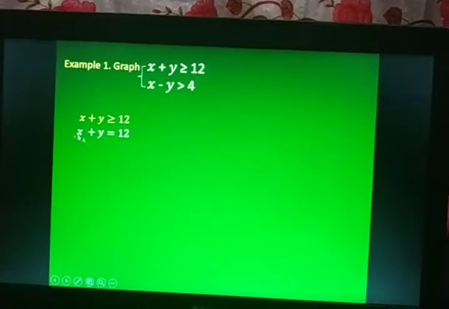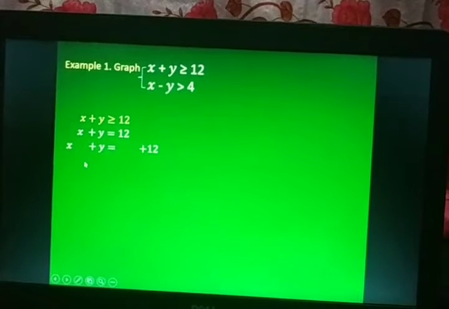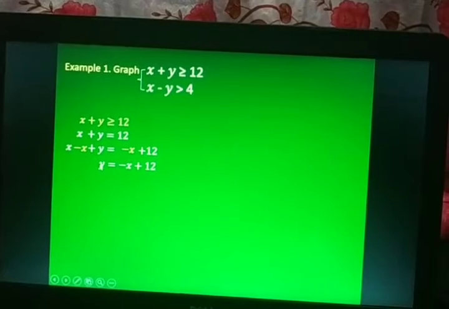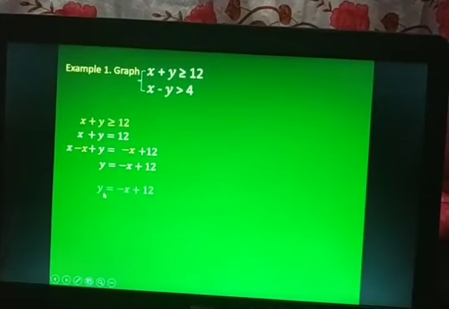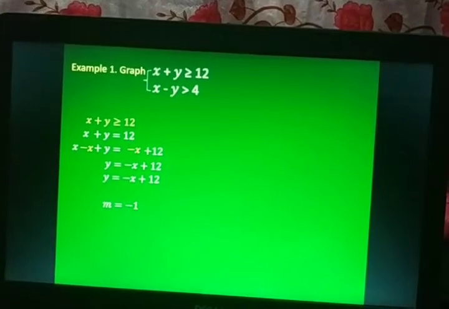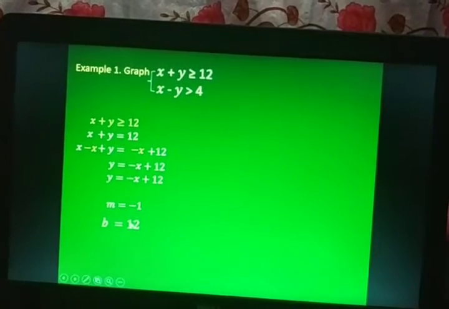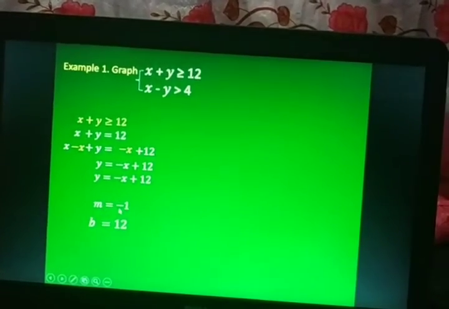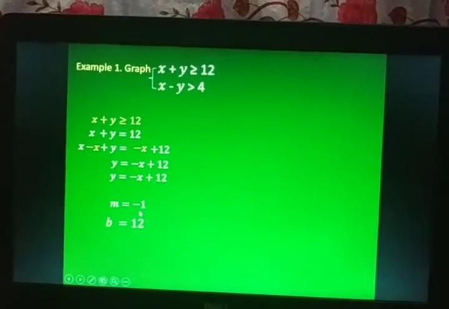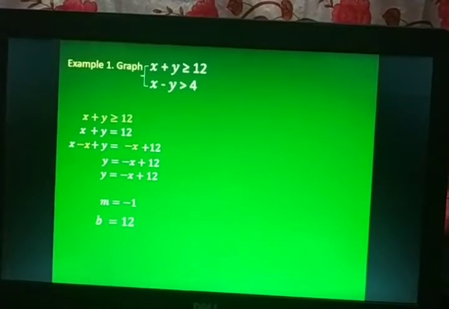So we'll have to do away with the variable x. We'll add the additive inverse, which is negative x. So the answer is y equals negative x plus 12. Find the slope. Slope equals negative 1. And then y-intercept is 12. Okay. The slope is negative 1, which means movement mo sa mga point 1 down and 1 to the right. And then, ang y-intercept, which is 12, is 0, 12.